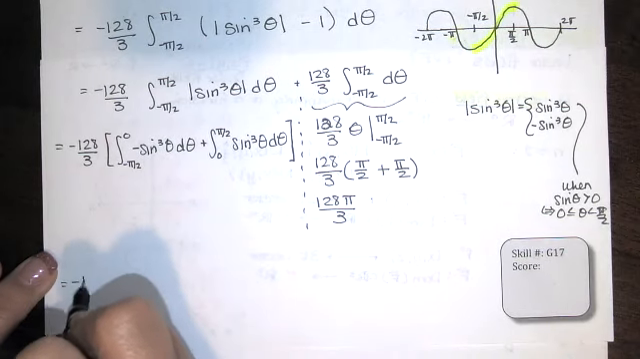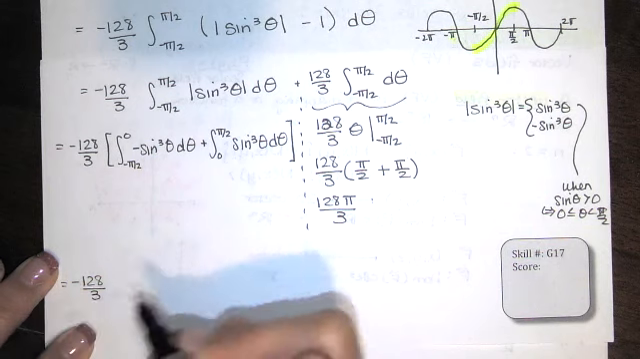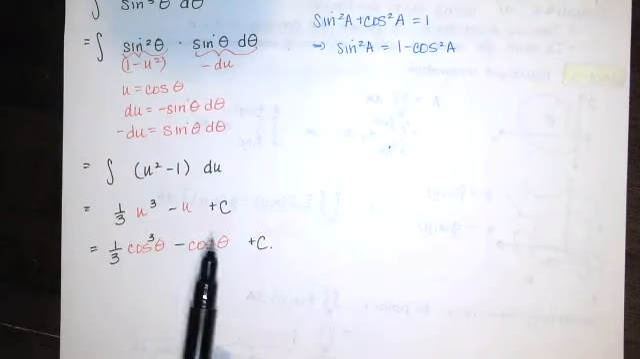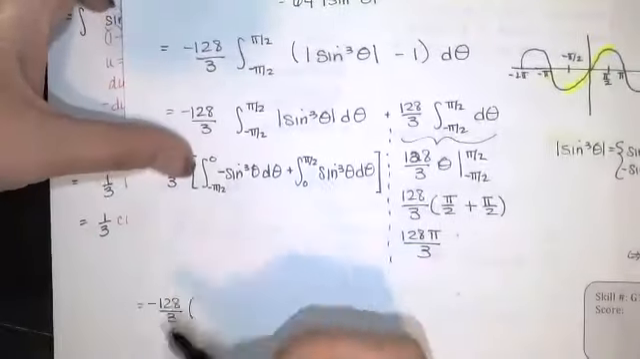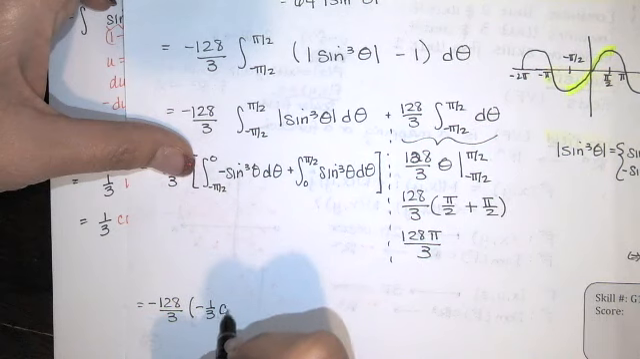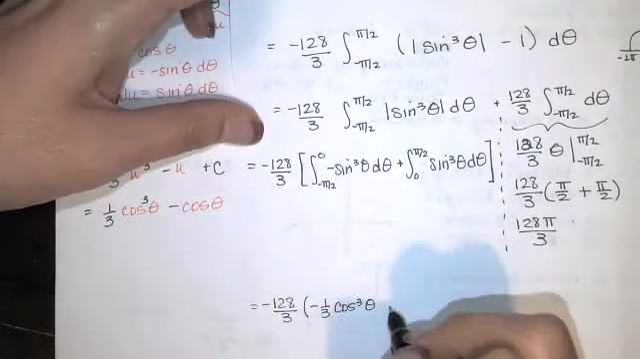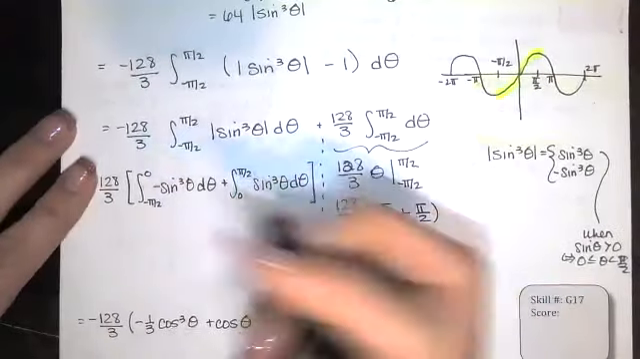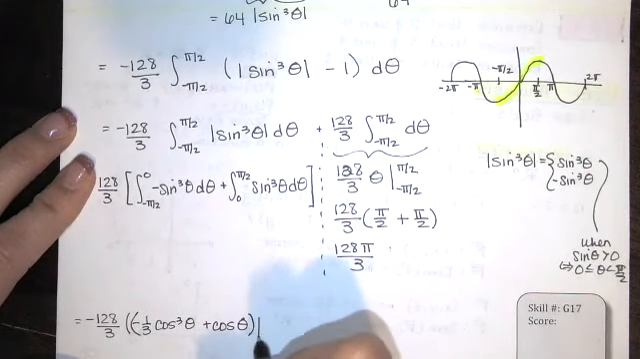So I have -128/3 times the antiderivative of negative sine cubed. So it'll be this function times -1. So I'll have -1/3 cosine cubed theta. This function times -1 is going to be positive cosine of theta. And we're evaluating that from -pi/2 to 0.